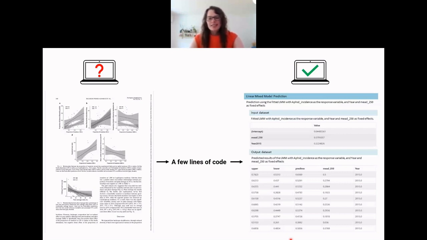So this process does not add to the already intensive publication process. It really just requires a small amount of code, which I'll demonstrate in a few minutes. But for now, I'm going to take you behind the scenes of how we do this by focusing on a single research contribution from Ricardo's paper, just as an example.